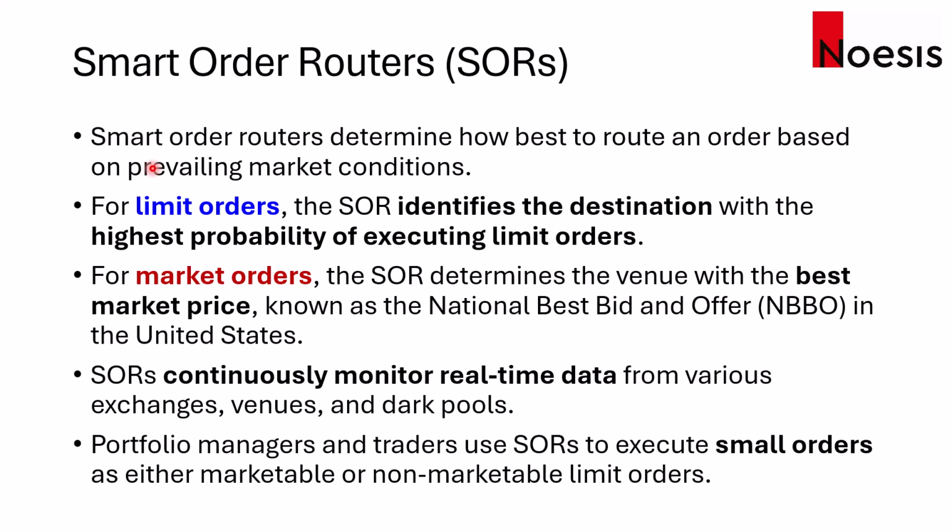Smart order routers, or SORs, are algorithms that determine the most effective way to route an order based on current market conditions. For limit orders, the SOR identifies the specific destination that offers the highest probability of execution. For market orders, it determines the venue with the best market price, which in the US is known as the National Best Bid and Offer, or NBBO.